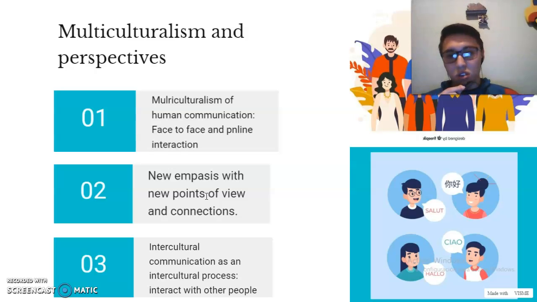The third is intercultural communication as an intercultural process. Interact with other people, so it's essential to interact with other people to know what others think and to seek about clothes, customs, the way they think, their beliefs, try to understand how that culture behaves and try to adapt it or what my culture has in common with them.